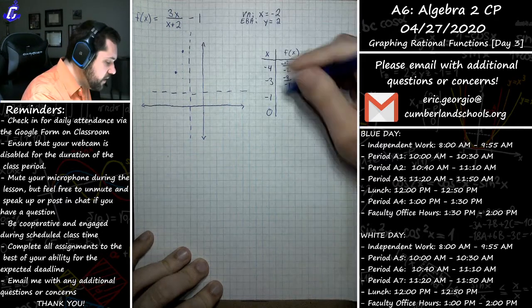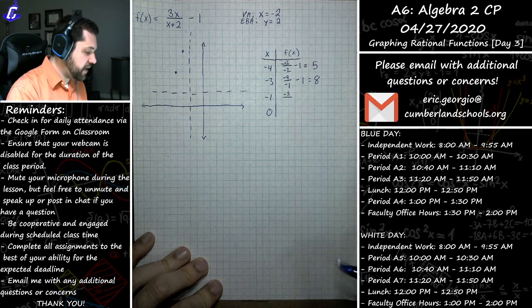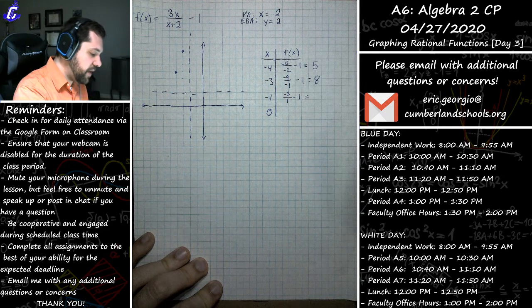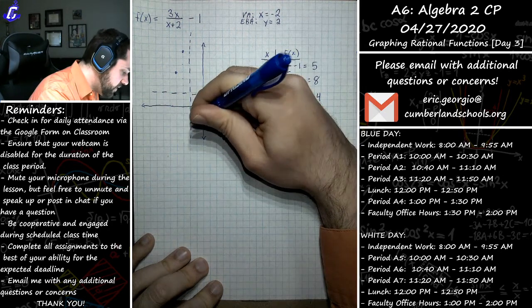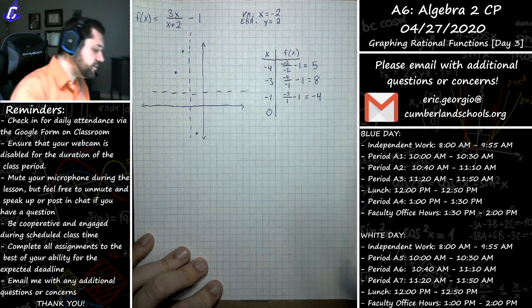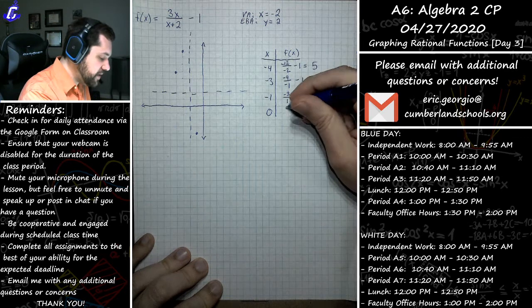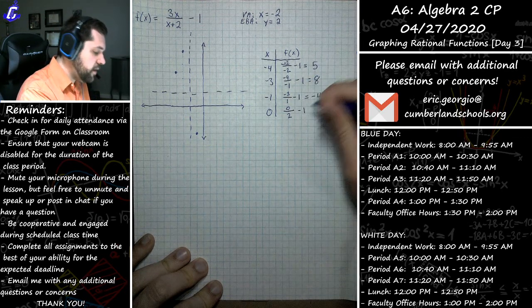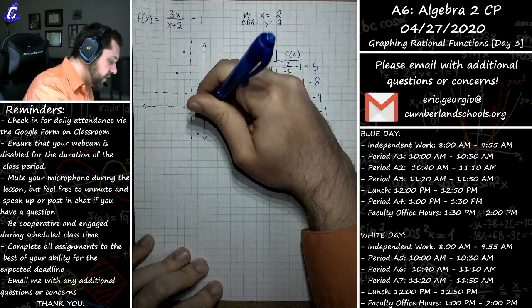Negative 1 goes in. 3 times negative 1 in the numerator is negative 3. In the denominator, negative 1 plus 2 is 1, and then minus 1. I get negative 3 divided by 1 is negative 3, minus 1 is negative 4. So I got a point at negative 1, comma 1, 2, 3, 4 right there. Again, notice your asymptotes are going to guide that curve. And lastly, 0 goes in. 3 times 0 in the numerator is 0. 0 plus 2 is 2, minus 1. 0 divided by 2 is 0, minus 1 is negative 1. My last point's right there.